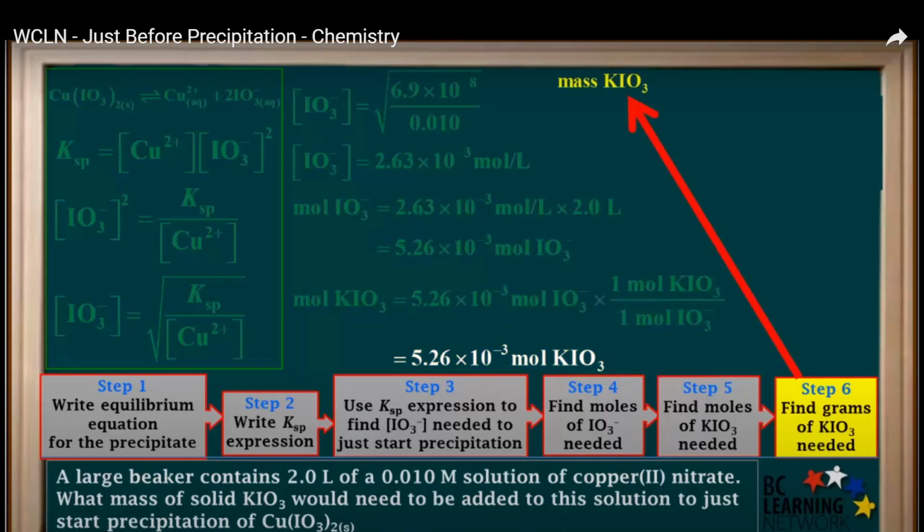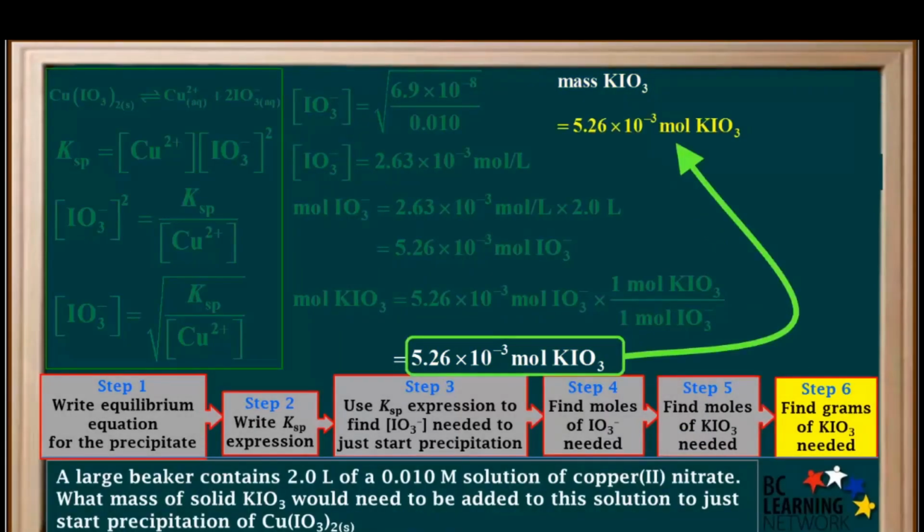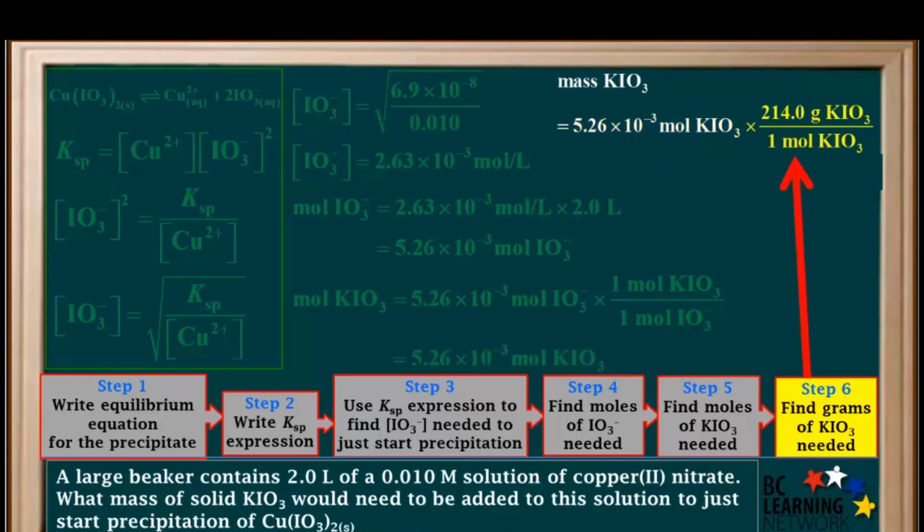In step 6, we want to find the mass of KIO3. So we take the 5.26 times 10 to the negative 3 moles of KIO3 and multiply it by the molar mass of KIO3, which is 214.0 grams of KIO3 per 1 mole of KIO3.